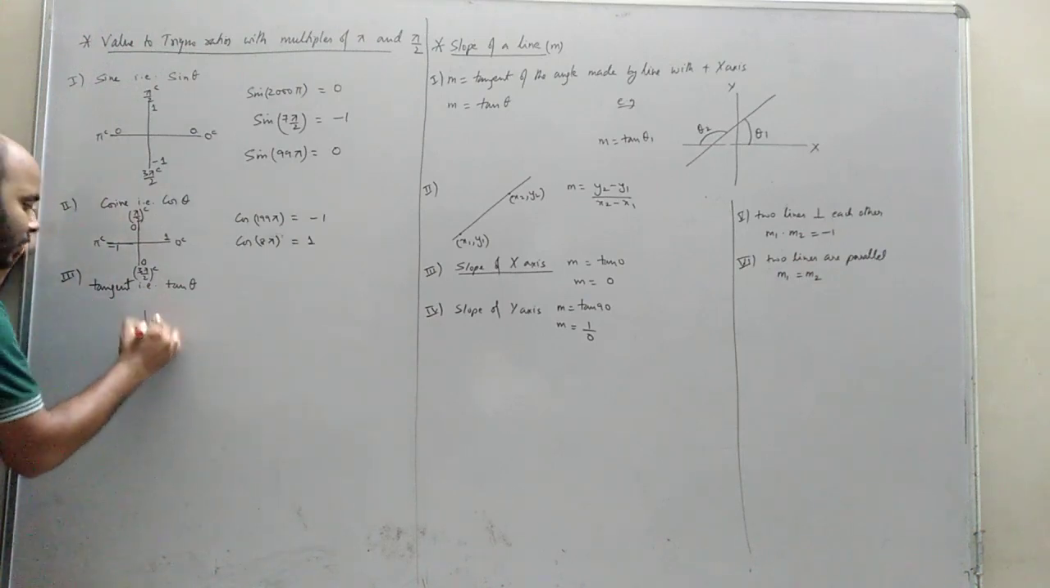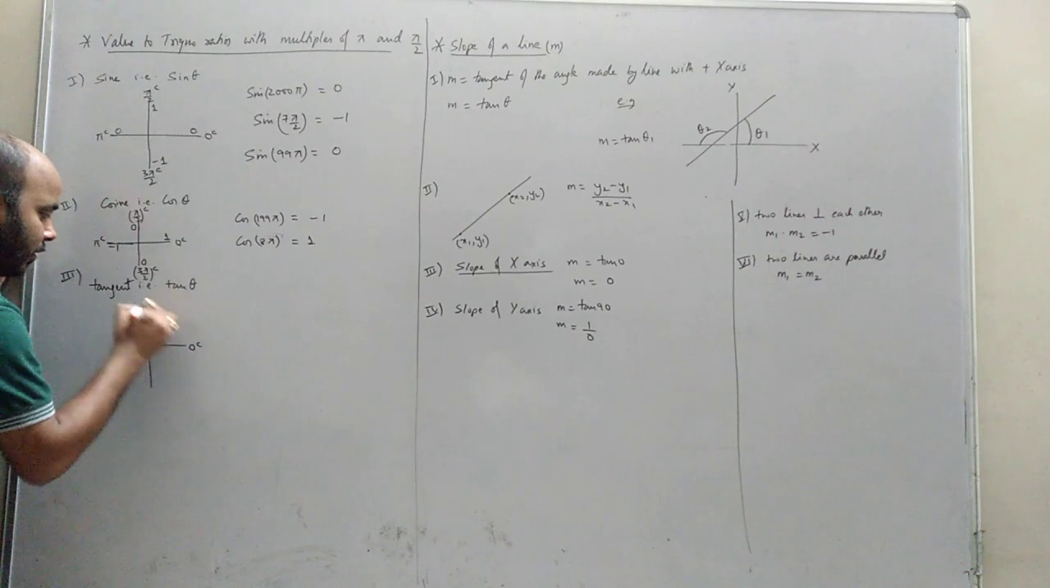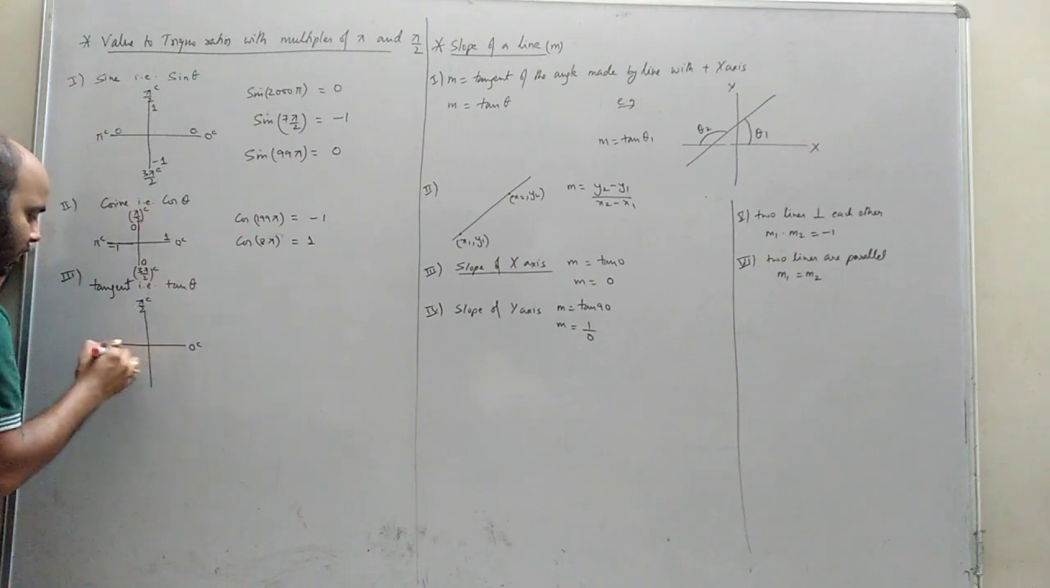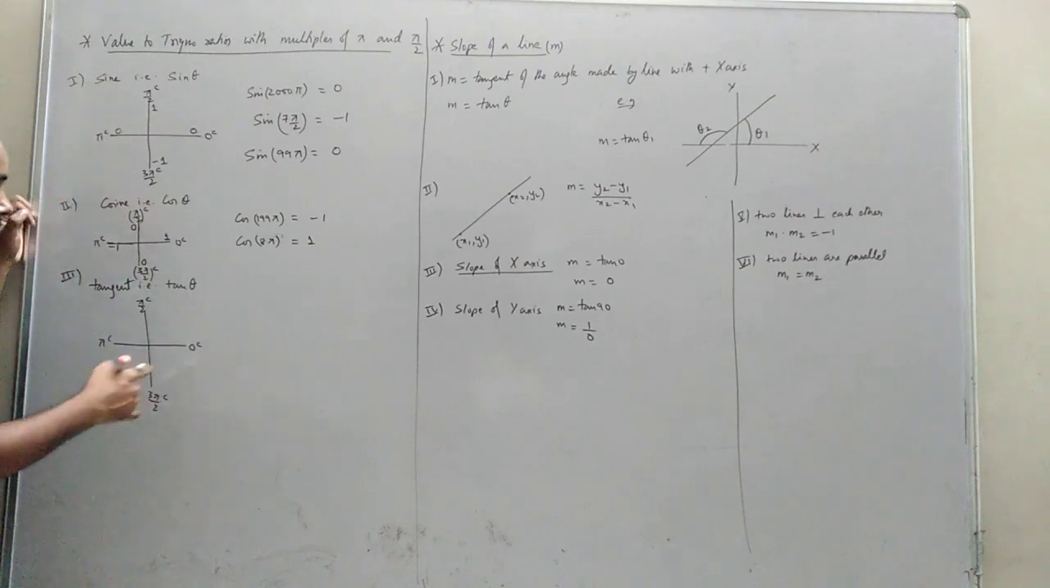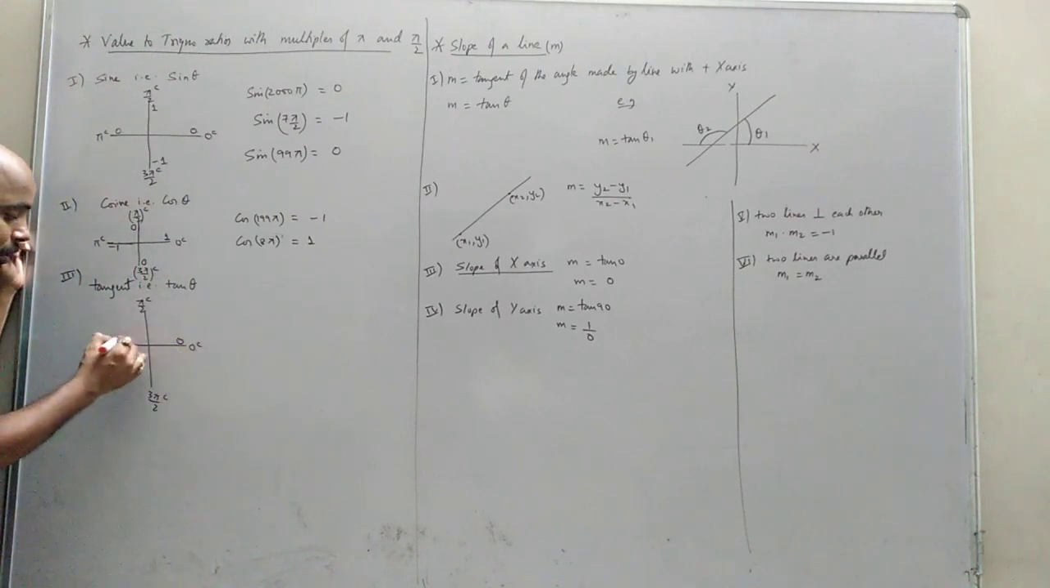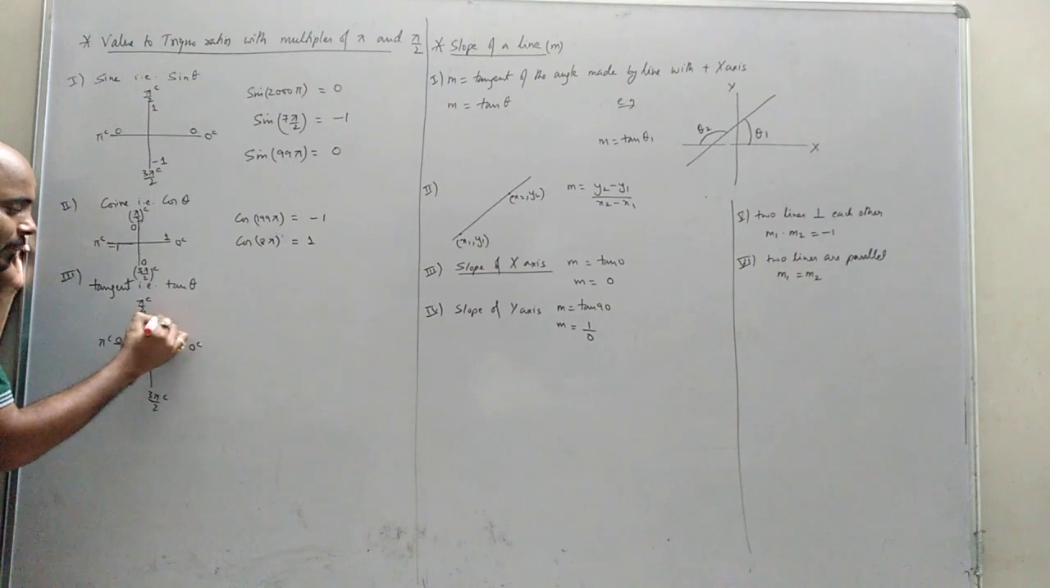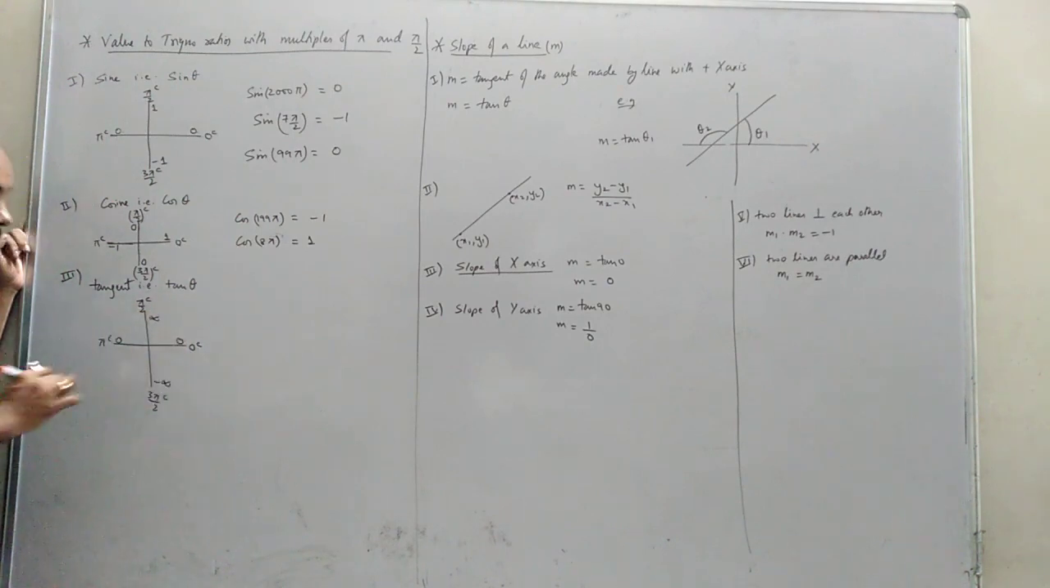Okay. Similarly, tan. This is 0 radian. This is pi by 2 radian. This is pi radian. This is 3 pi by 2 radian. Tan 0 is 0. Opposite you write down 0. Tan 90 is infinity, opposite you write minus infinity.